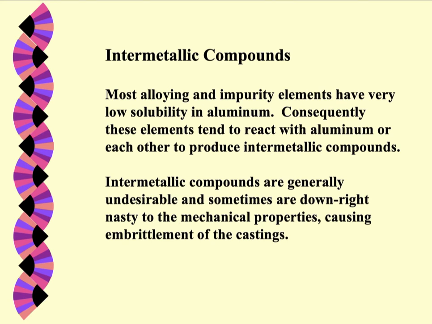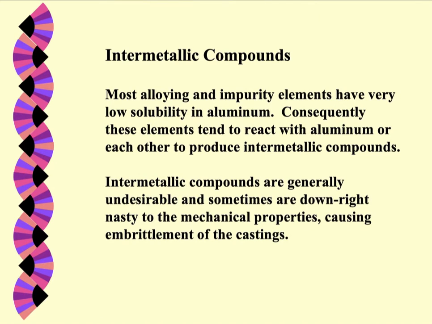So what's an intermetallic compound? It's a compound that forms between two elements, let's say, copper and aluminum. It makes an intermetallic compound. They're usually very hard, and they're generally very bad for mechanical properties. So let's see what we've got next here.